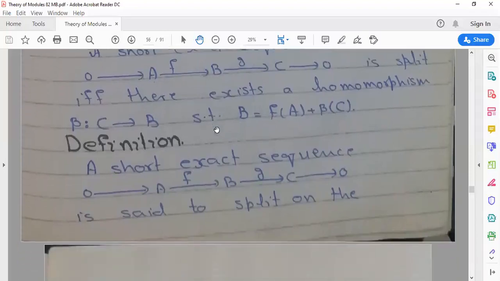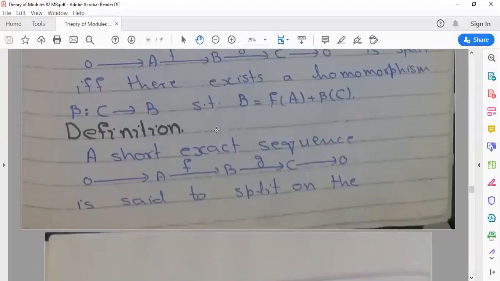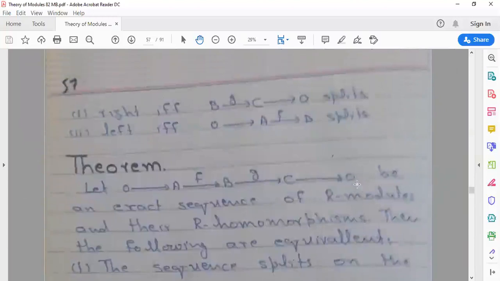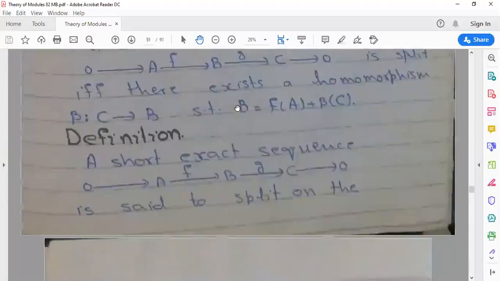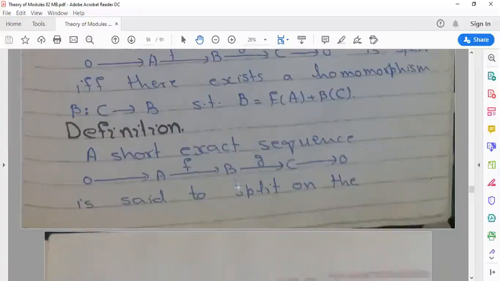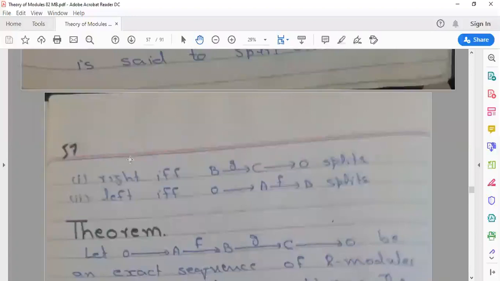After this, we have studied again a definition. This definition states that a short exact sequence is said to be split on the right if we consider this sequence. Basically, a short exact sequence is said to be right split if we consider B to C to 0, and it is left split if we consider 0 to A to B.